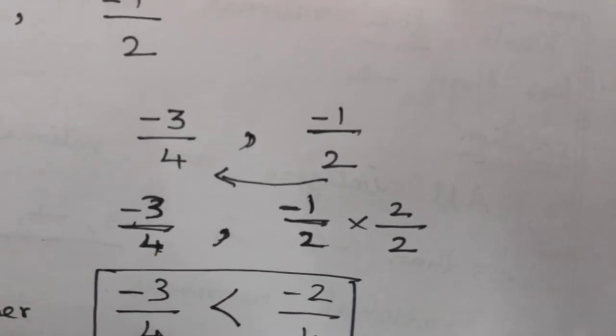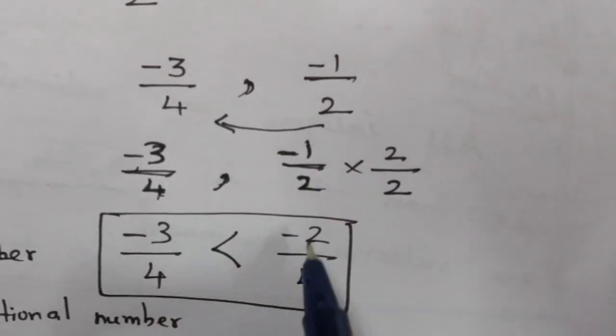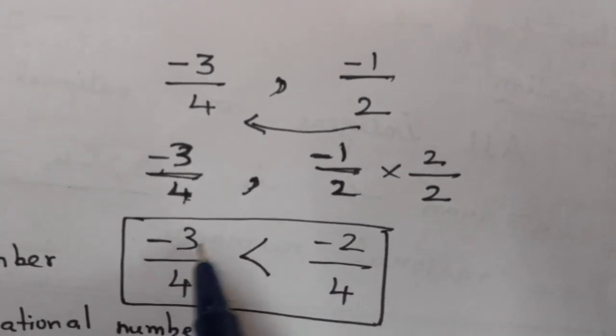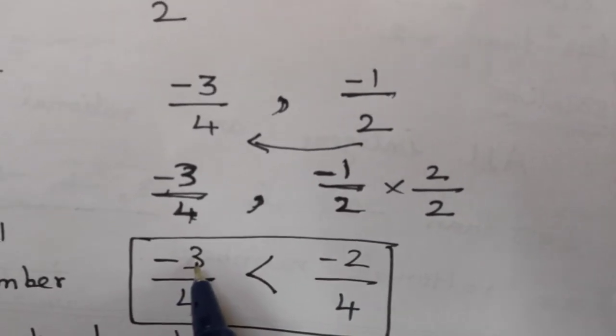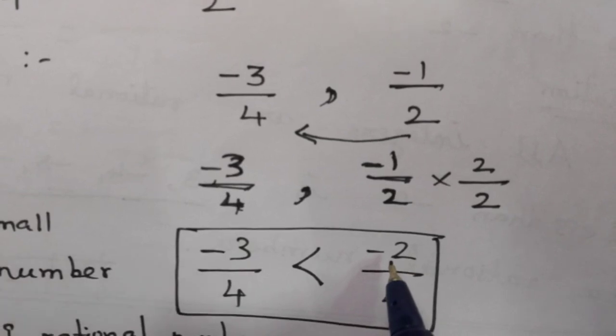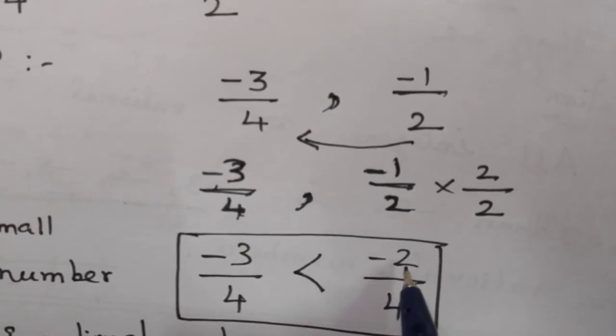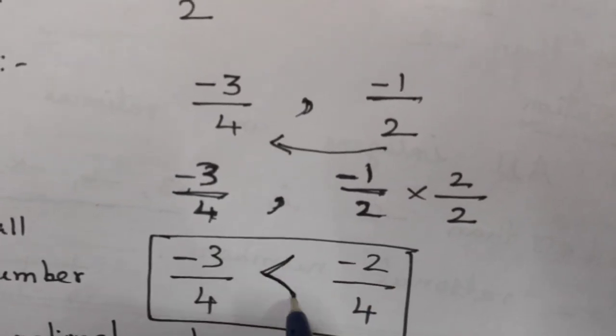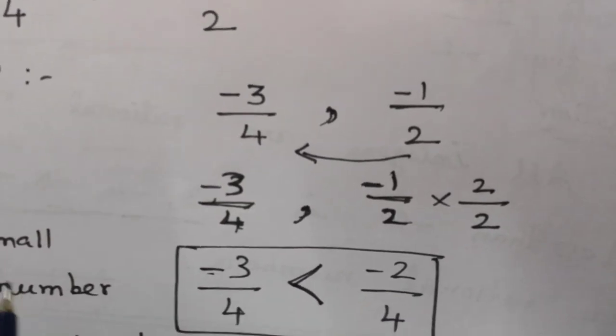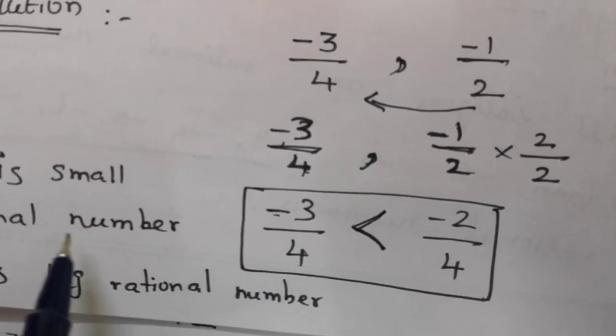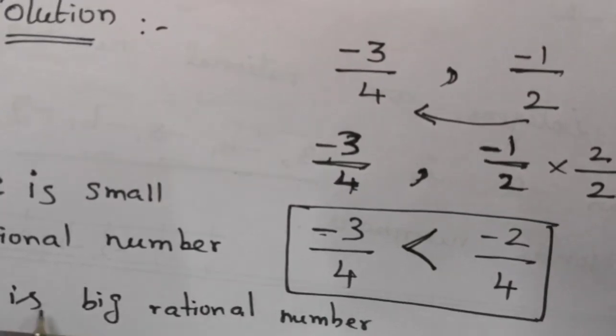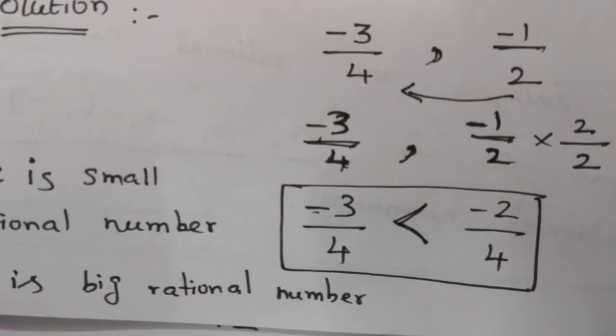So minus 3 by 4, and 1 into 2 minus is minus 2 by 4. Now which is bigger, 2 or 3? With minus values, the small number is the big number. Minus 2 is the big number, so big number, big side. This is the small number. So minus 3 by 4 is the small rational number and minus 2 by 4 is the big rational number.